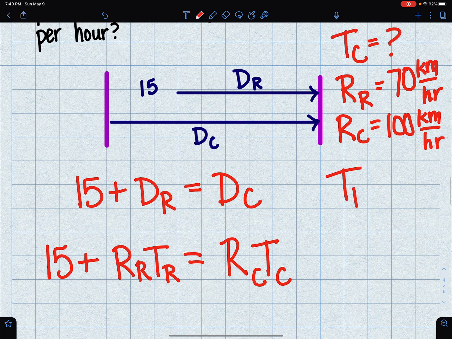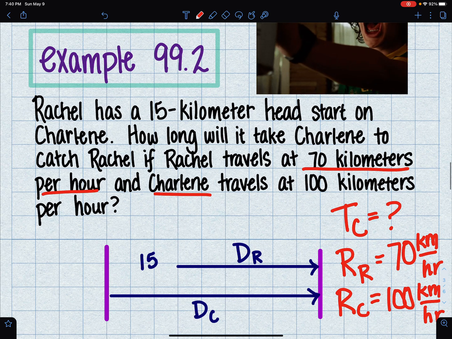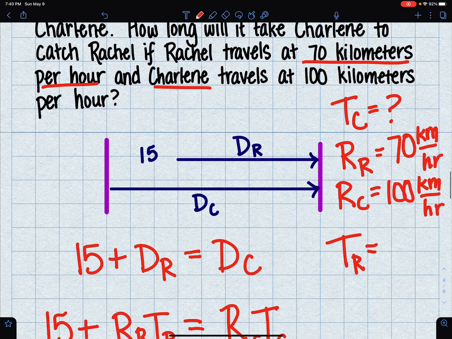What's the time of Rachel? The time of Rachel has a 15-kilometer head start. So it doesn't tell us the time of Rachel, but it does tell us that they're going to catch up. And she's running this whole way, but she's running slower because she got that head start. So what we know is that the time of Rachel is going to be equal to the time of Charlene.